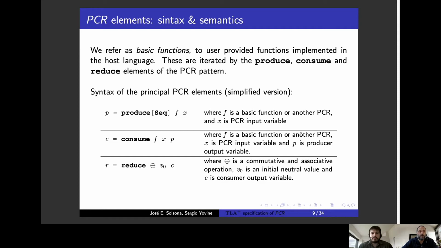Then the consumer is basically the same kind of thing. It has some function f, which is either a basic function or another PCR. The producer and consumers allow nesting of PCRs. That's the way PCRs are composed. The consumers take P, which is the produced variable, and output their data on the C variable, which represents the stream of variables generated by the consumers. And then there is a reducer, reduce, which applies a commutative and associative operation that has some initial neutral value, V0, to the stream produced by the consumers to generate the final output of the PCR.